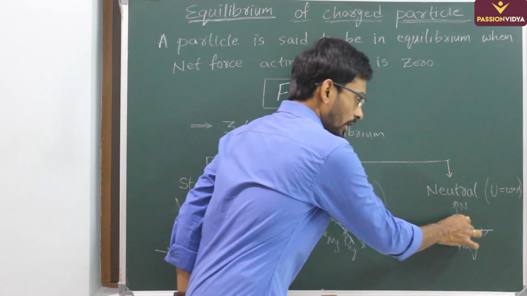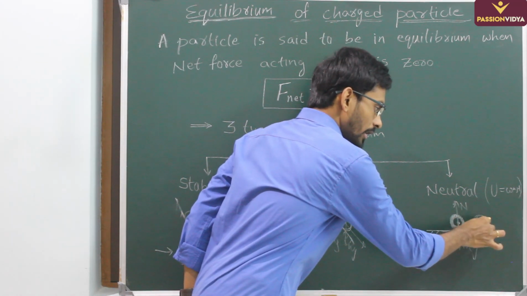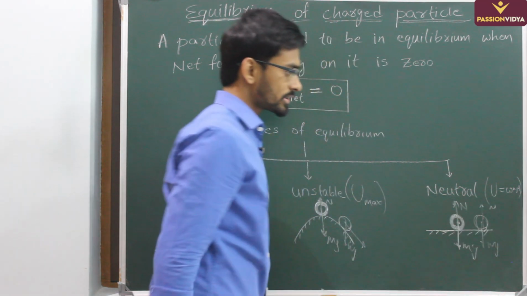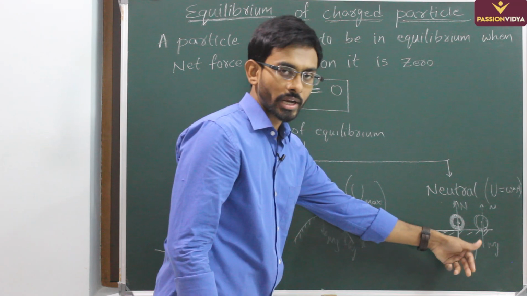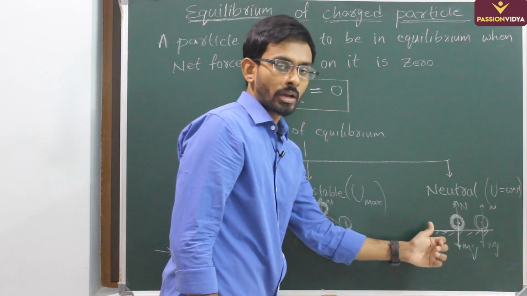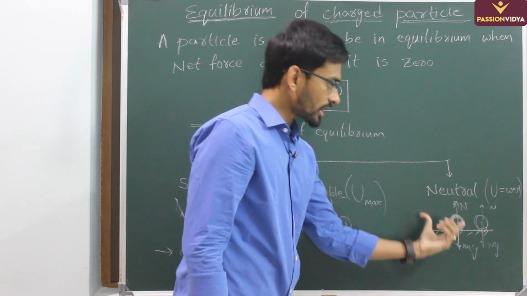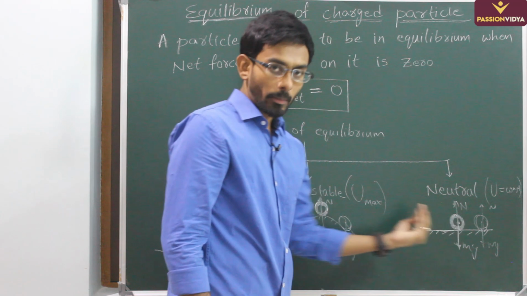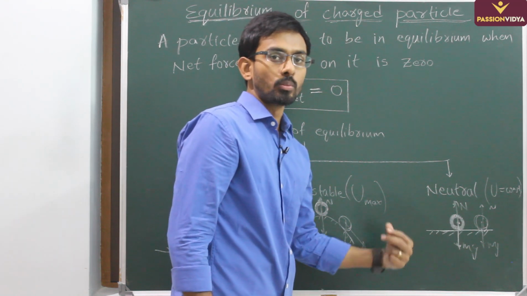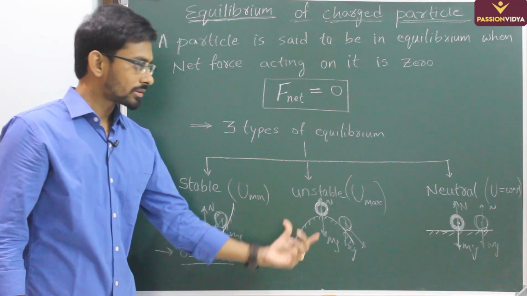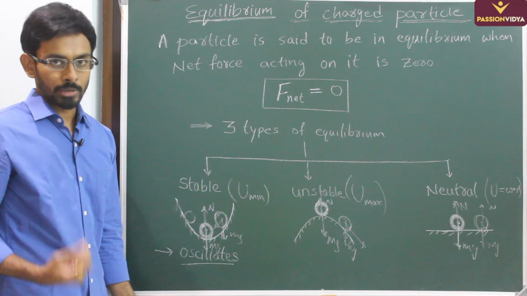Whereas in this case, if you disturb it to here, mg will act downwards and again normal reaction will act upwards. Normal reaction again will be equal to mg and it will again be in equilibrium. So here the particle neither tries to come back nor moves away. So this kind of equilibrium is neutral because it is neither trying to come back to the equilibrium position nor moving away from it. So this is the difference between these three equilibriums in simple terms.